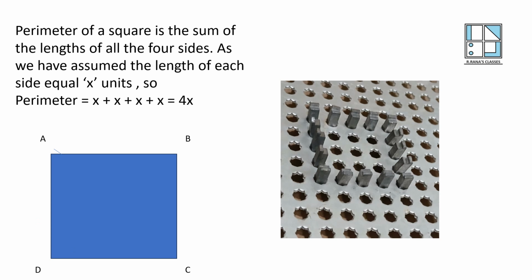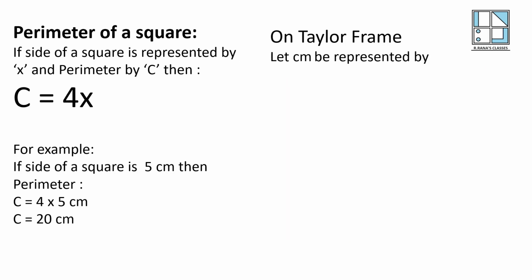Okay, so we now know the perimeter of a square is 4 times its length. Let us understand it through an example. Perimeter of a square is 4 times the length of its sides.